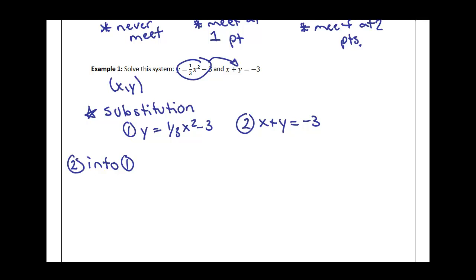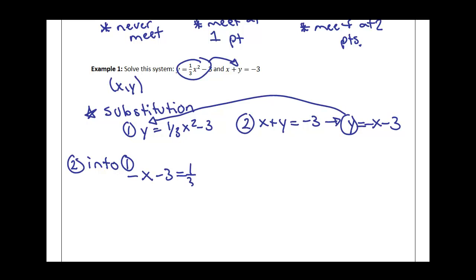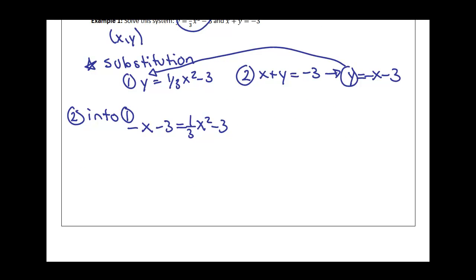But first I need to set it equal to something that I can substitute for. So I'm going to rewrite this as y = −x − 3. So that way I can take this and sub it in for this y over here. We're going to get −x − 3 = 1/3 x² − 3. This is where we collect like terms and solve for x. So we get 0 = 1/3 x² + x, and our 3's actually cancel.